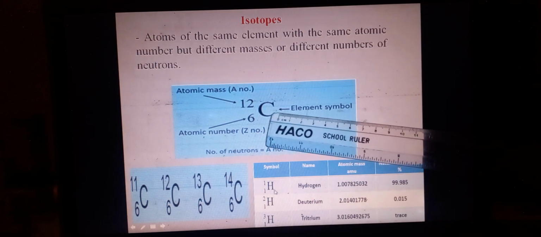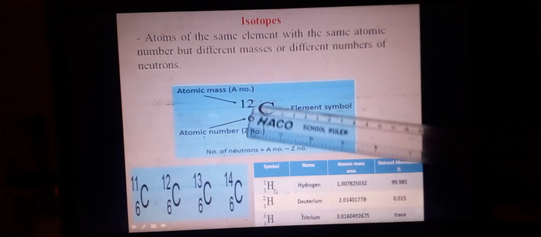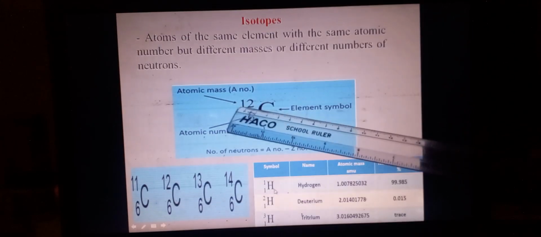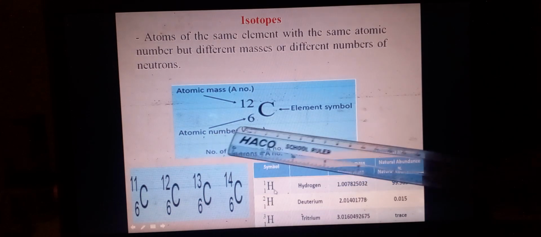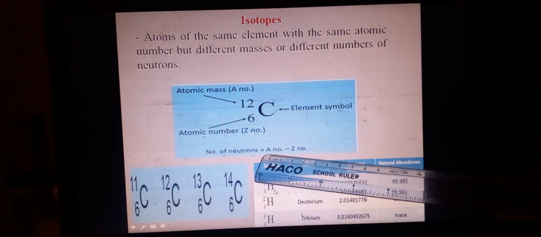For example, carbon. Carbon has this symbol as C. So 12 is the mass number of carbon. Then the atomic number is 6. So if you want to get the number of neutrons, you can see you take atomic number.